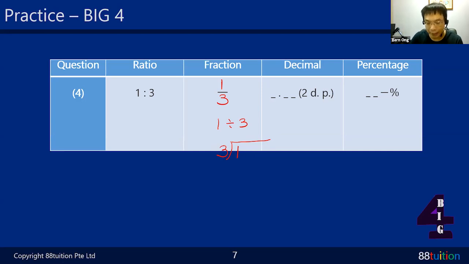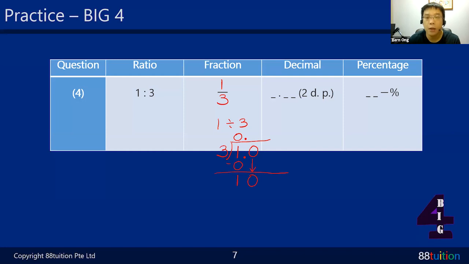So what do you do? 3 times what is 1? Cannot. Cannot means what? 0. 3 times 0 is 0. So 1 minus 0 is 1. Now you have to bring out the decimal already. So you bring the decimal dot on top. Now the zeros are free, like a buffet, bring down the 0.